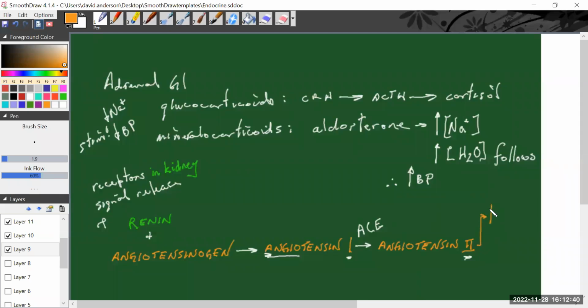It increases the production of aldosterone. And it increases vasoconstriction of most blood vessels.